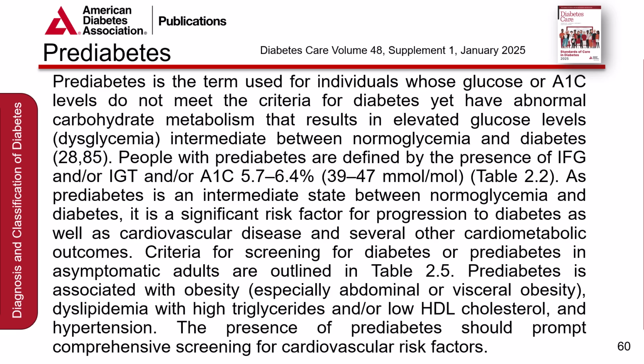As prediabetes is an intermediate state between normoglycemia and diabetes, it is a significant risk factor for progression to diabetes, as well as cardiovascular disease and several other cardiometabolic outcomes. Criteria for screening for diabetes or prediabetes in asymptomatic adults are outlined in Table 2.5. Prediabetes is associated with obesity, especially abdominal or visceral obesity, dyslipidemia with high triglycerides and/or low high-density lipoprotein cholesterol, and hypertension. The presence of prediabetes should prompt comprehensive screening for cardiovascular risk factors.